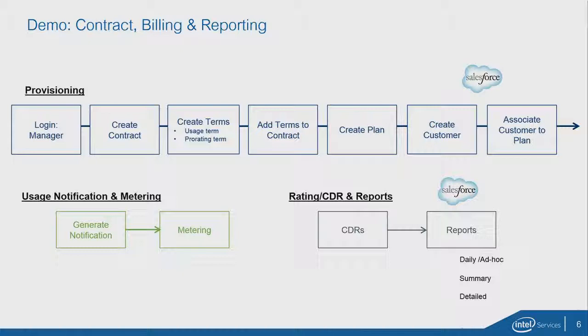So at the end of the billing cycle, you have all the raw data, the billing records and everything, and you are basically FTPing it to the Salesforce platform. So the reports can be daily, ad hoc, summary, and detailed. This is very important, because you're looking at simplified business operations, right? One part of the operation is creating the customer and associating the customer to a product. That's a provisioning workflow. The other workflow is reporting.